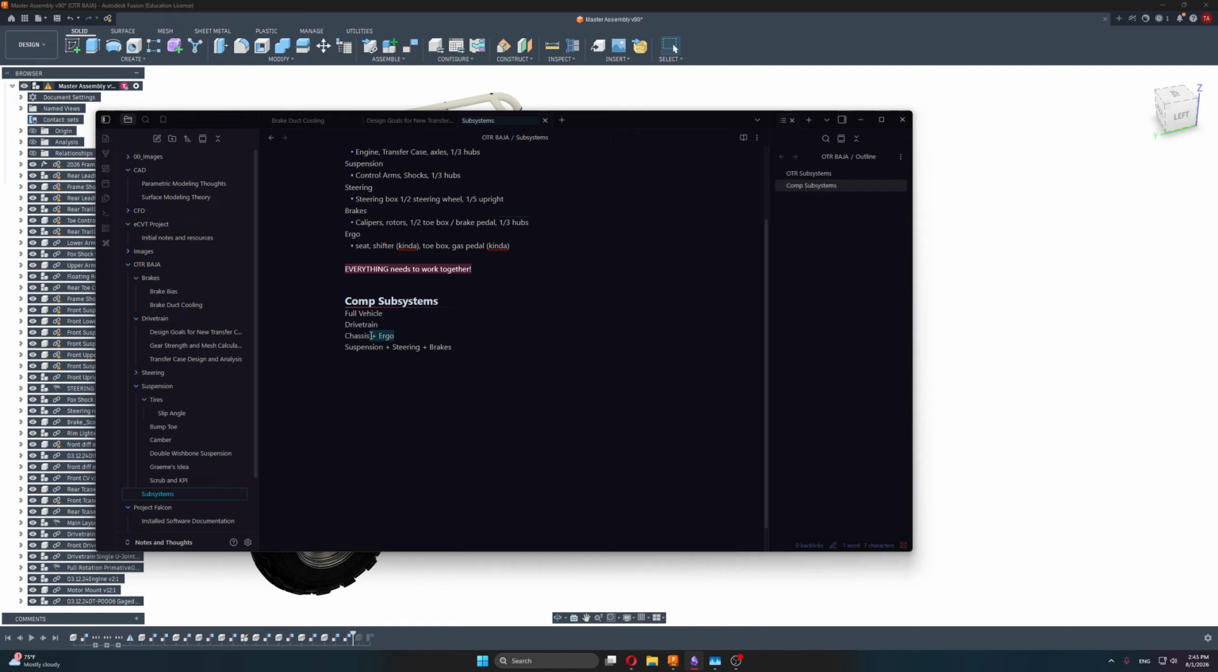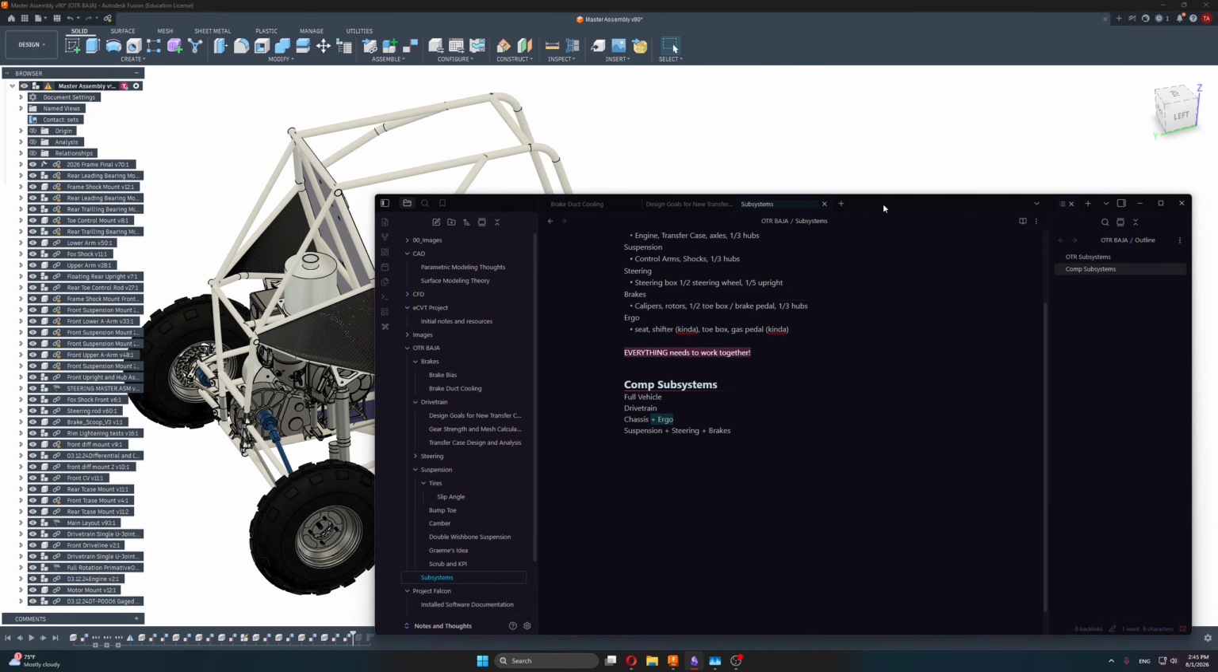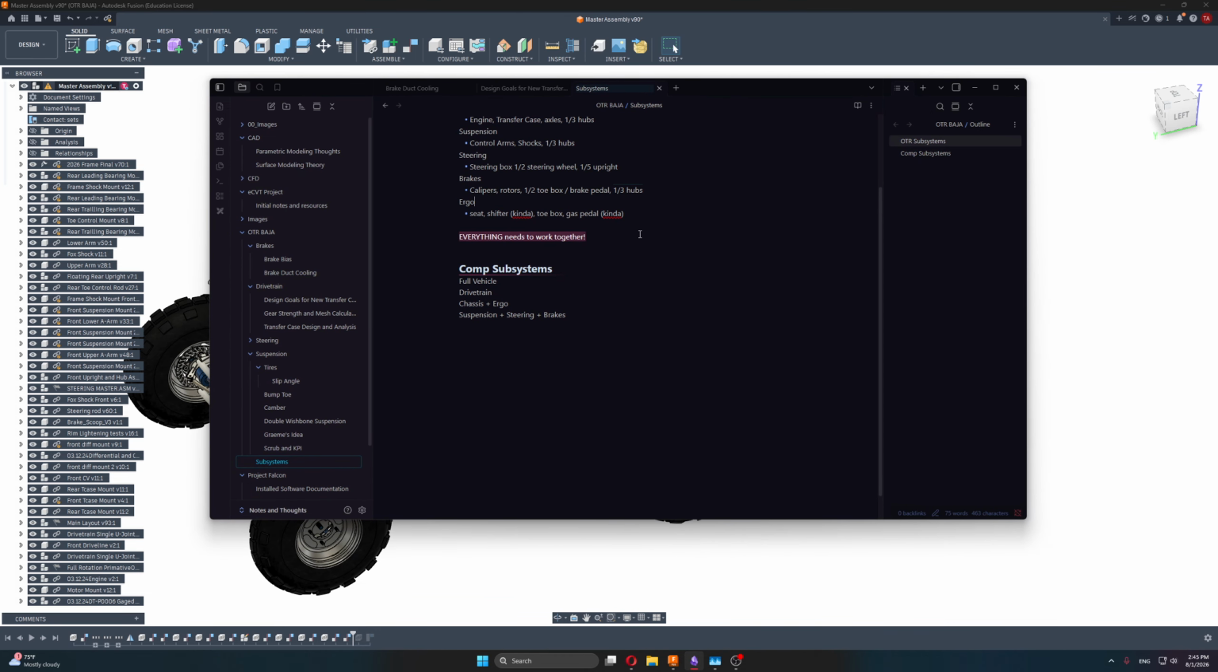Ergo has no large parts really, but they interface with everything. So Ergo interfaces with steering. They interface with brakes and drivetrain through the pedal box. They don't really interface with suspension, I guess, other than some clearance stuff. So every subsystem has its own unique challenges in that regard.